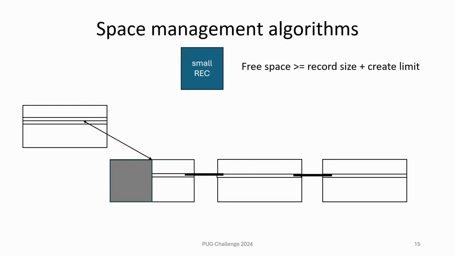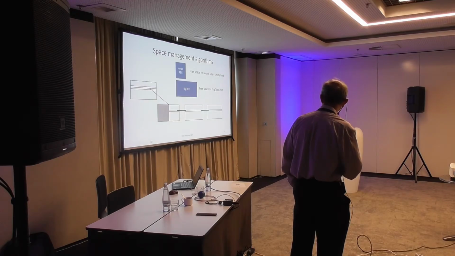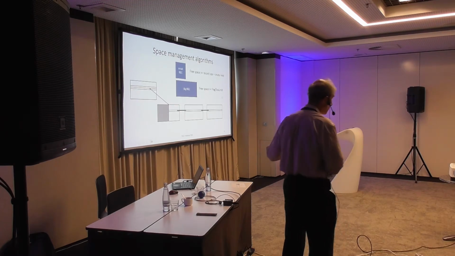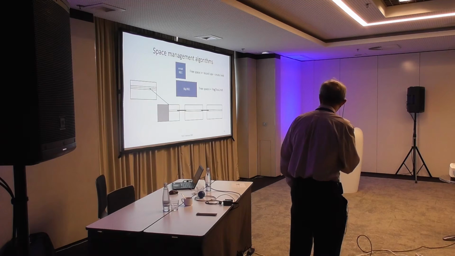Okay, so what happens is basically if we have a small record and we want to put it in a block, then the condition is that when we put it, it should at least have a create limit left. For the large record creation, create limit has absolutely no meaning. Toss limit does, but not the create limit. The only condition to use the block is if it is bigger than the so-called frag toss limit, which is another constant that we created. I don't know how Progress calls it. So these are two conditions.